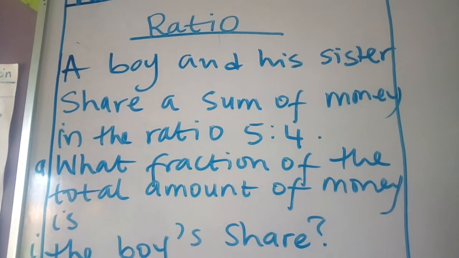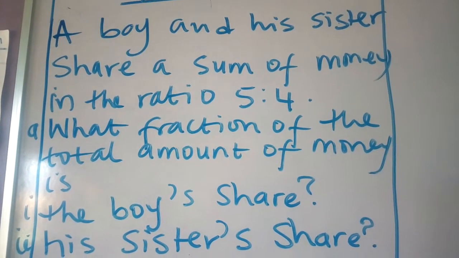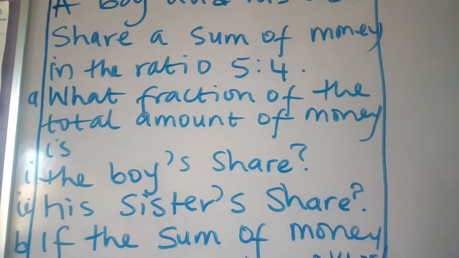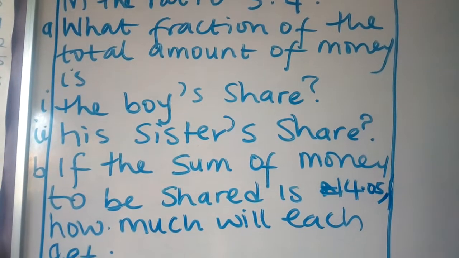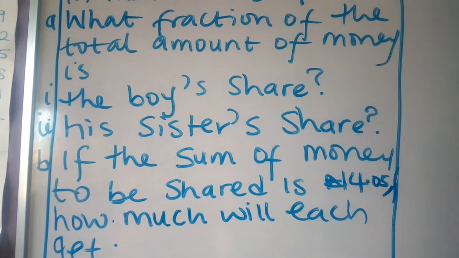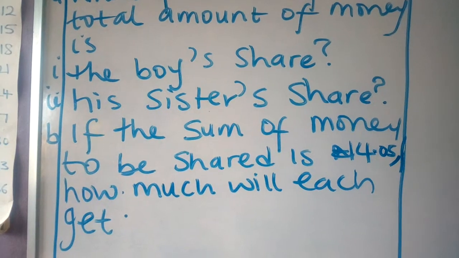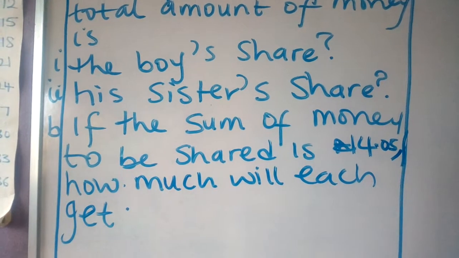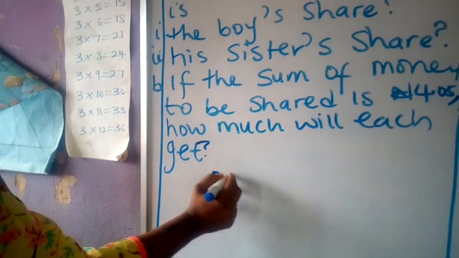A. What fraction of the total amount of money is (i) the boy's share, (ii) his sister's share? And B. If the sum of money to be shared is 4 naira 5 kobo, how much will each get? Solution.